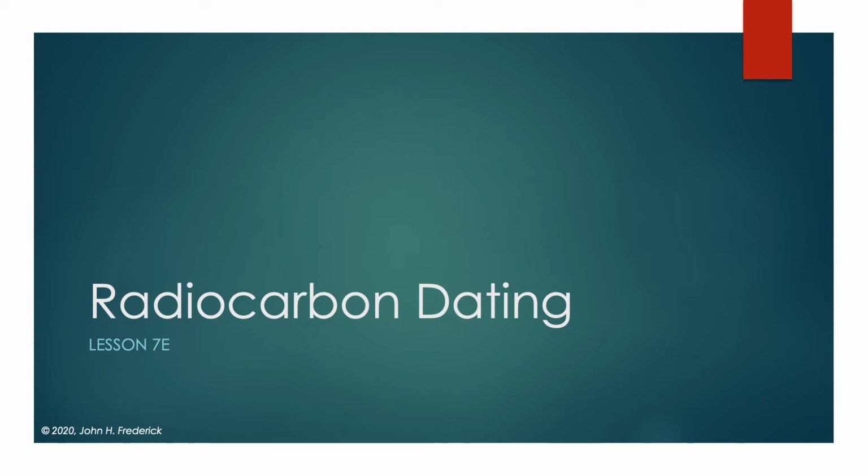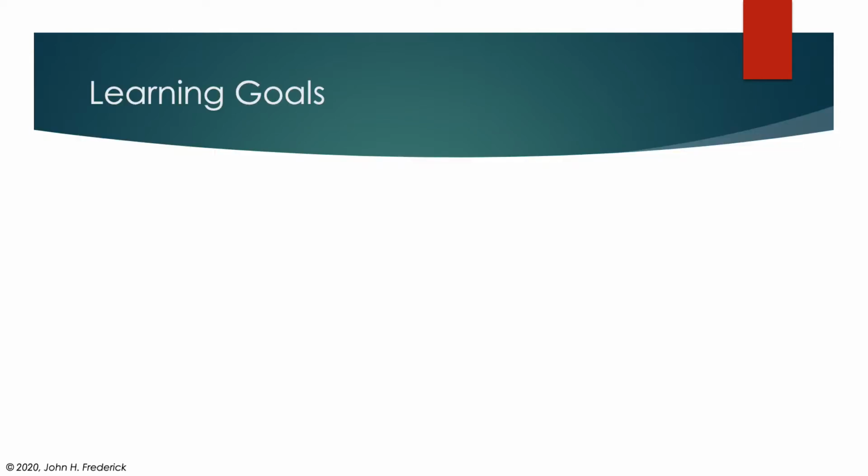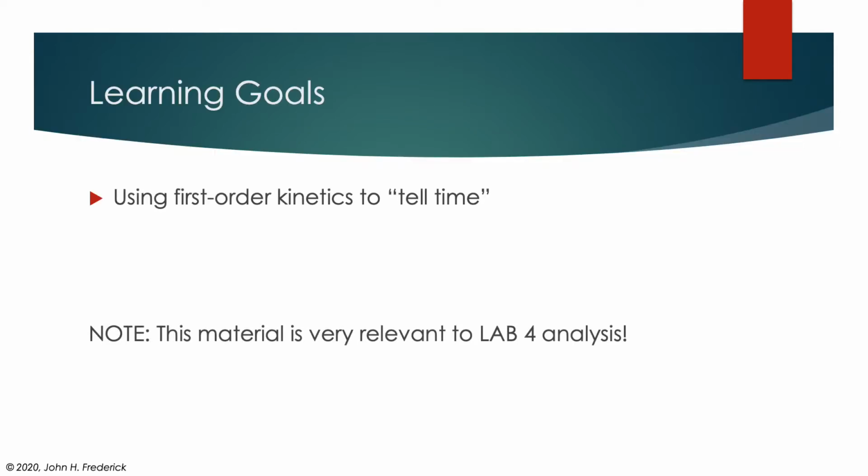We'll conclude our treatment of chemical kinetics by looking at a very interesting application of a kinetic process, one that you've probably heard of, called radiocarbon dating. So what we want to learn in this case is how we use first-order kinetics to tell time. I should note that this is material that's going to be very relevant to your Lab 4 analysis, so this is stuff that you probably want to get a hold of.